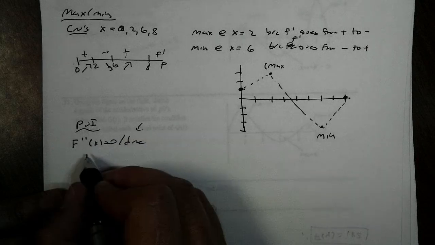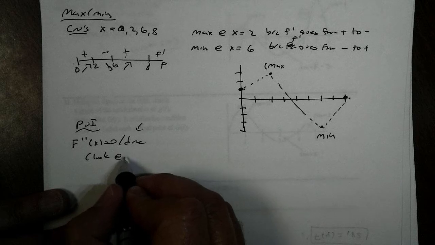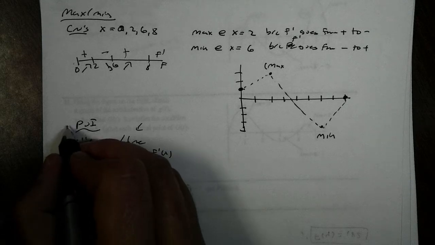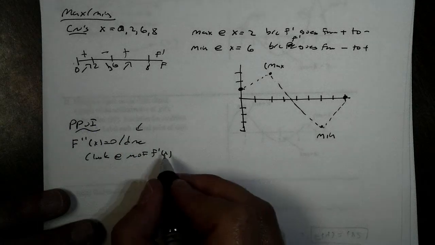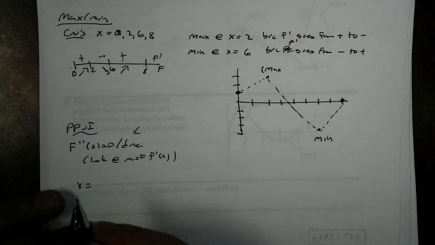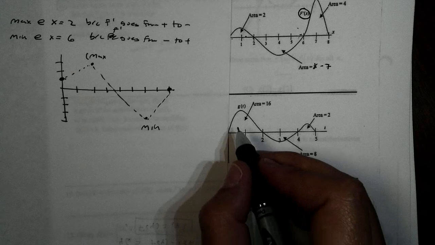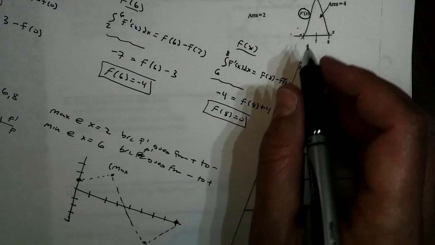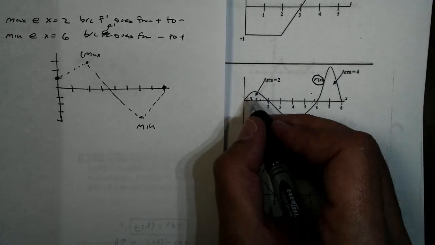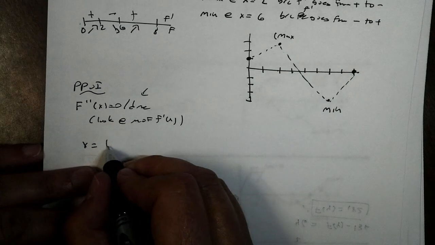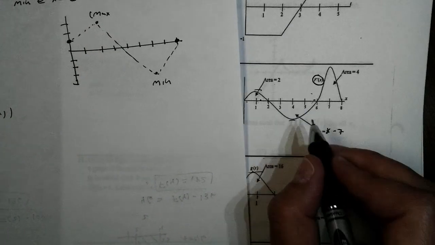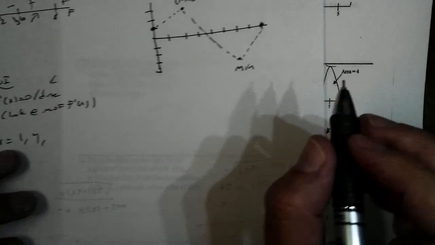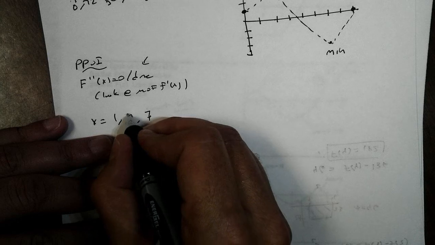And remember, we are going to look at the slopes of f prime of x. So where are my possible points of inflection? Looking at the graph, here at 1, down here at 4, and over here at 7. That's what we're looking for.